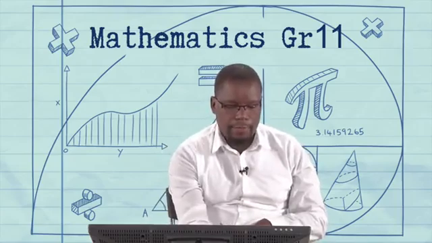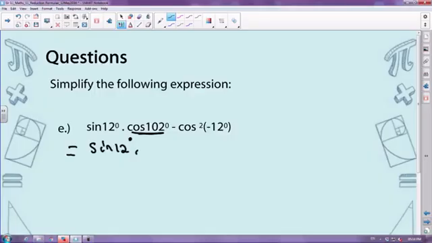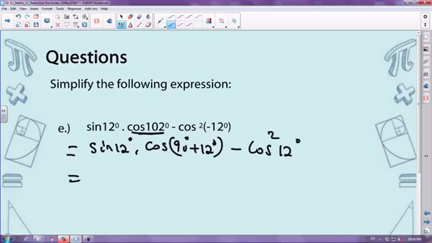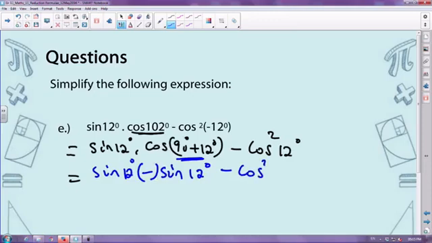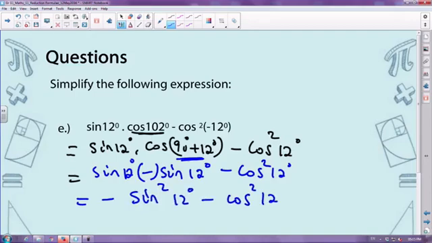This is sine of 12. Now, cos of 102 is the same as cos of 90 degrees plus 12, minus, this is cos squared of negative 12. We get positive cos squared 12. Now, 90 degrees plus is the second quadrant. Cos is negative, so we get a negative sine of 12 times the sine of 12 minus cos squared 12. Now, this is minus sine squared 12 minus cos squared 12 degrees.